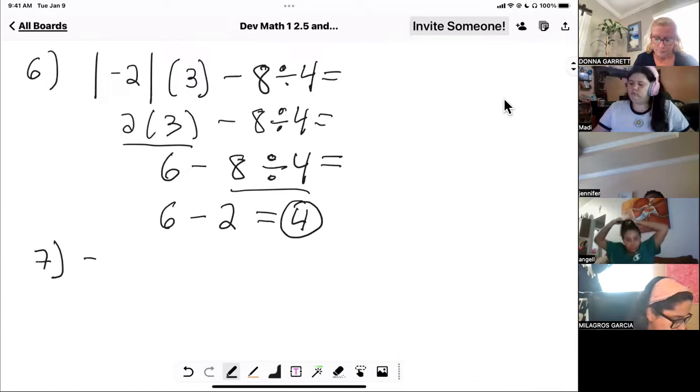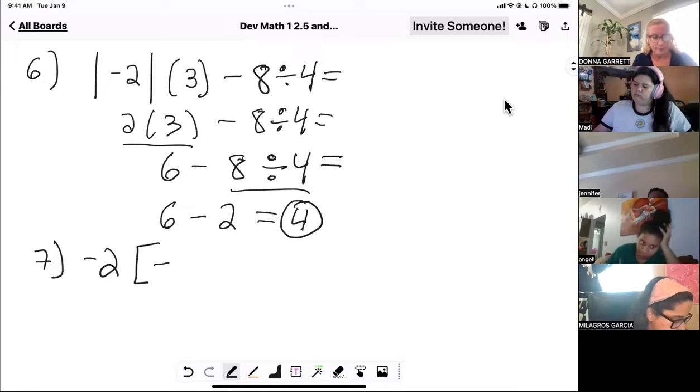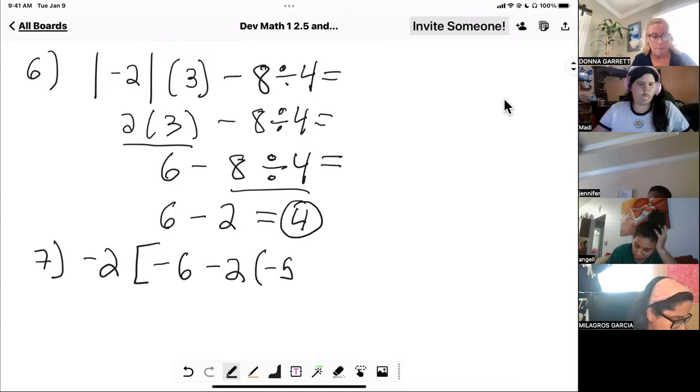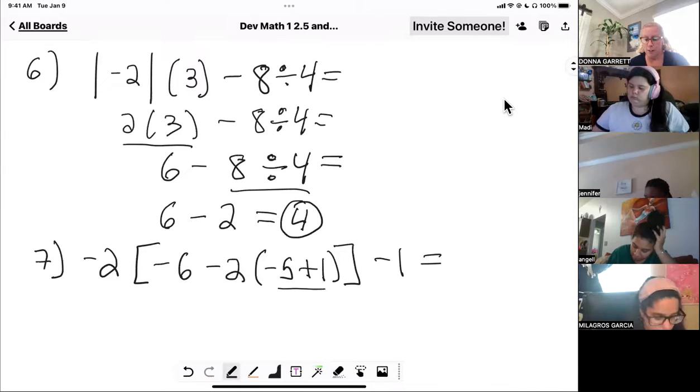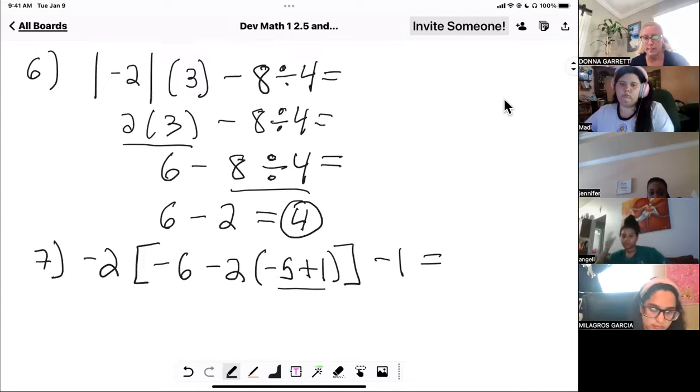Number 7. Okay, so we're going to get into a little bit more parentheses, different kinds of parentheses. So I'm using a bracket and a parentheses. It's still parentheses. When you have two forms of parentheses and one's inside the other, you always work from the inside out. So we need to do this first. We're going to simplify that first, then we're going to simplify everything inside that bracket. And then we're going to continue the problem.